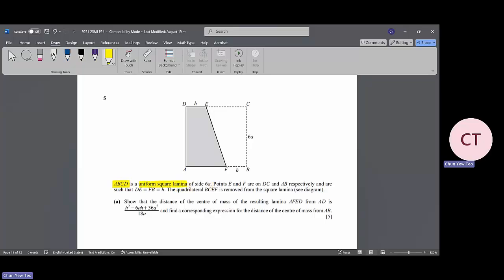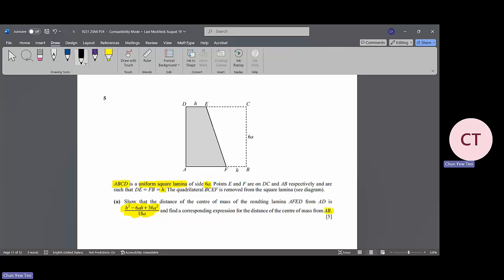Lamina ABCD is a uniform square lamina. The side is 6a. Points E and F are on DC and AB respectively and are such that DE equal to FB equal to h. And the quadrilateral BCEF is removed from the square lamina. Show that the distance of the center of mass of the resulting lamina AEFD from AD is given by this expression, and find the corresponding expression for the distance of the center of mass from AB.